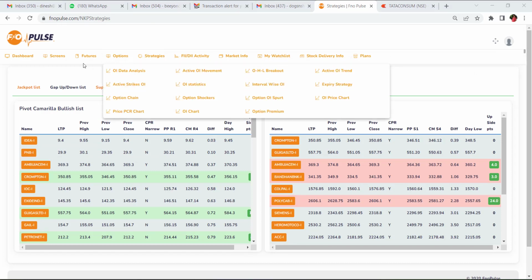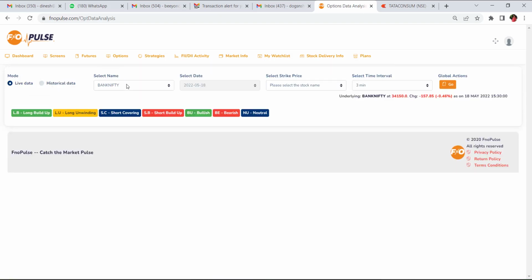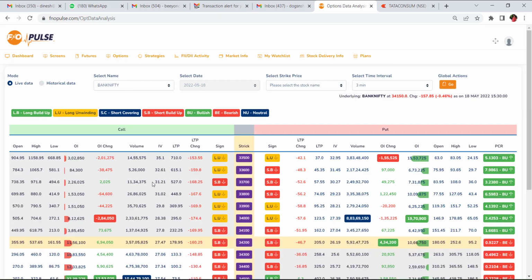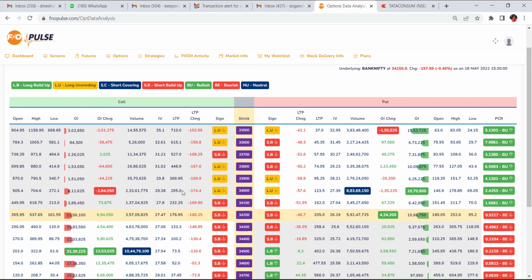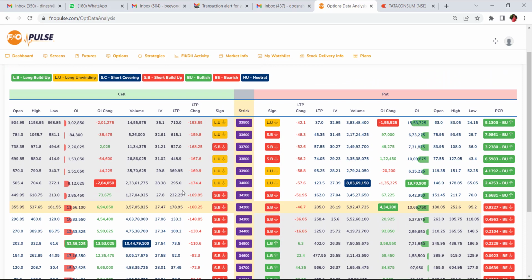So now let's see about options. This is the OA data analysis. From here only you will be finding the strike price. For example, if you're going for trading with Bank Nifty options, first you have to find which strike price will do better performance for the day.